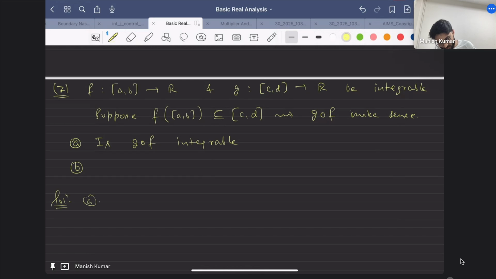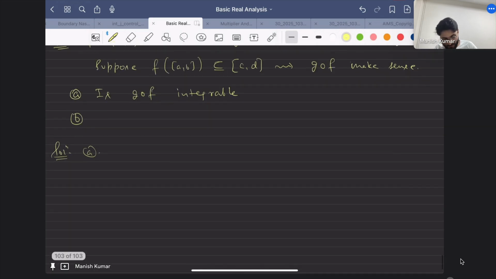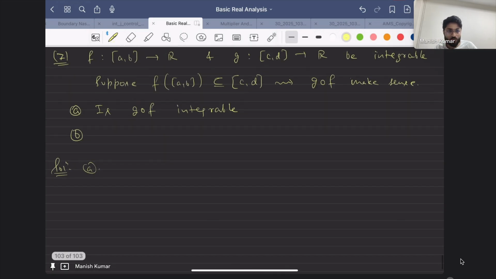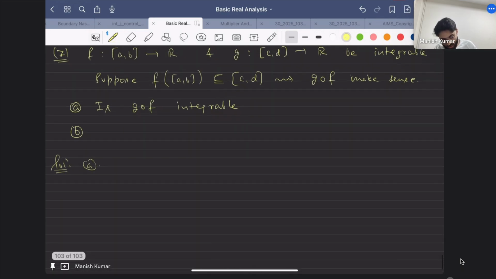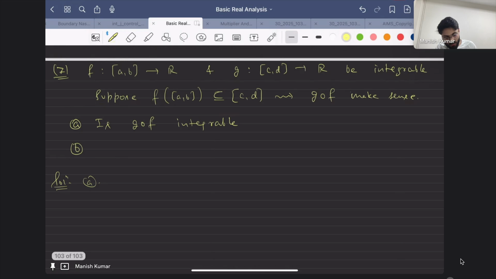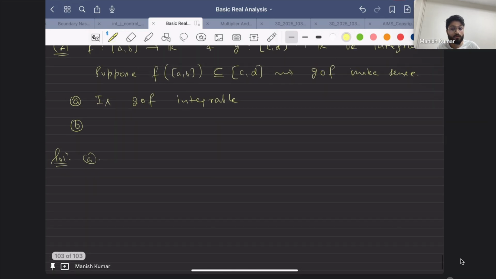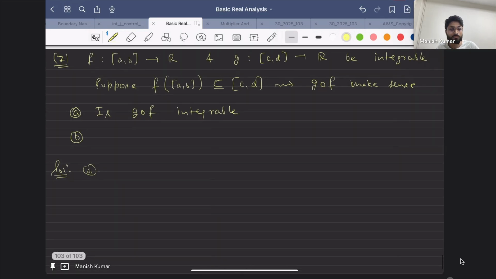Sir, there are functions of this type, but they are not integrable. Okay, so let's take f. So the thing is, what should be the example? We define, sir, the Thomae function. Let's take f to be the Thomae function. Okay, so let me write the definition.